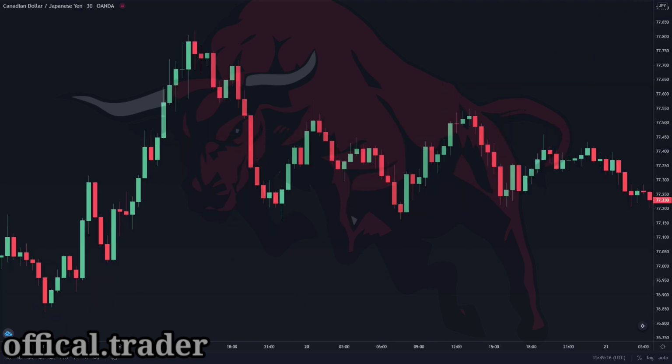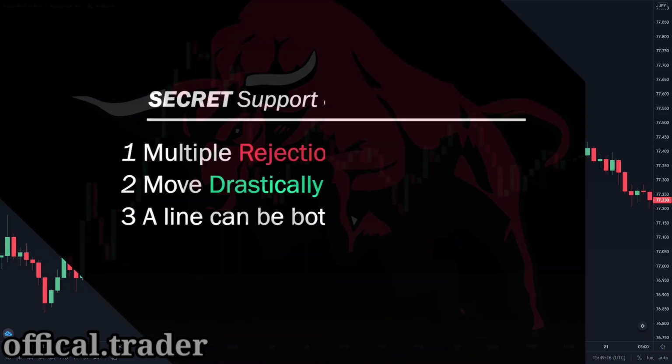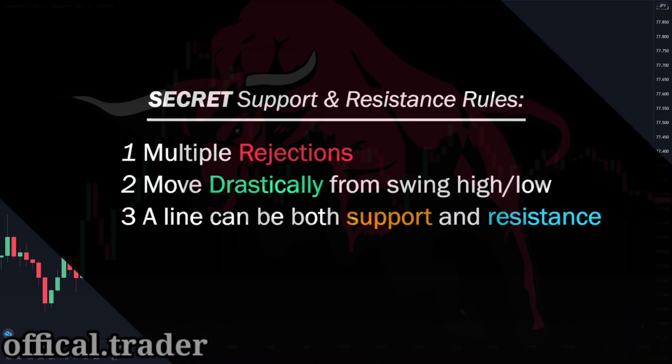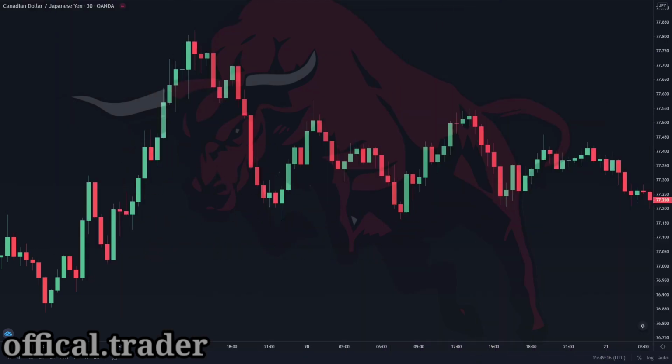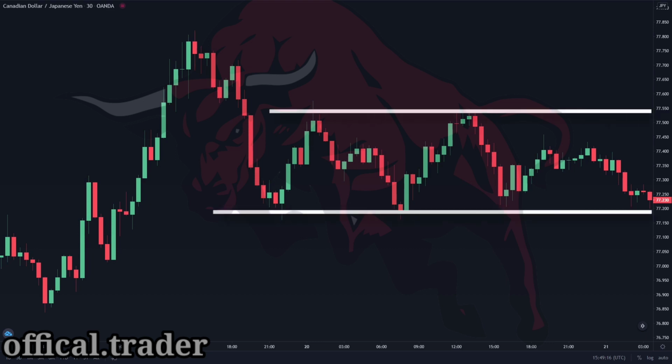Now, the next criteria is the most important criteria. The levels must be nearest or closest to the current price. Let me give you an example. So in this chart, we can clearly spot a level of both support and resistance here.